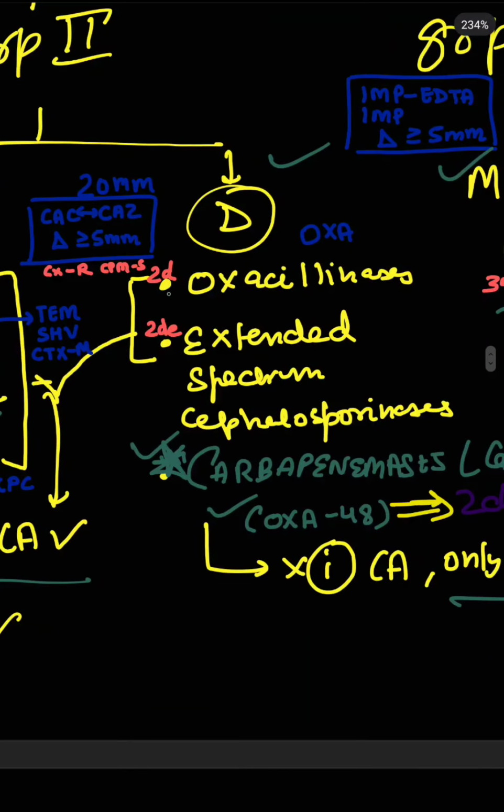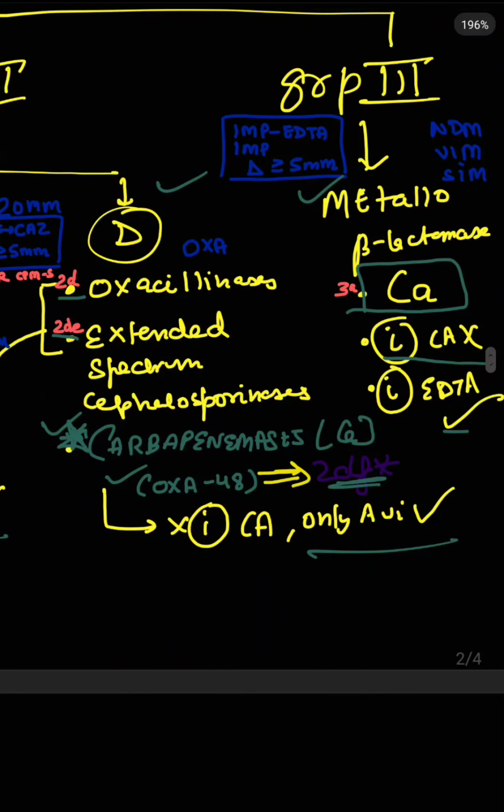In case of D, we have 2D and 2DE. 2D is oxacillinases, 2DE is extended spectrum cephalosporinases. In case of carbapenemases, as I told before, that F letter will be used, that is 2DF. Then in group 3, we have two subsets that are 3A and 3B. So 3A and 3B are for carbapenemases and cephalosporinases.